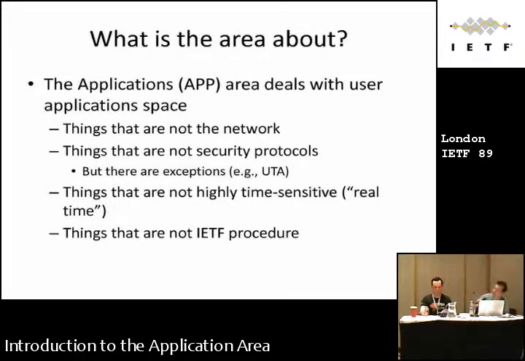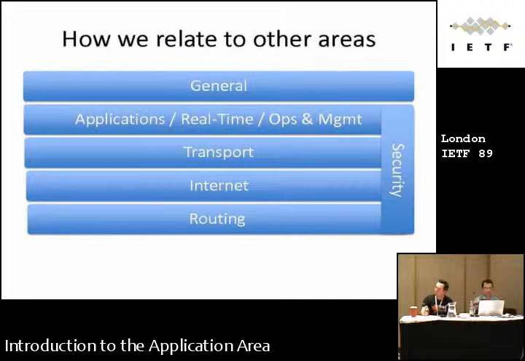So how we relate to other areas, you can see the layering essentially. Routing is at the bottom, and then internet. Imagine that's IP and then TCP on top of that, and we rely on the services that they provide for the development of applications. Security kind of runs up the side of all of that. The security area worries about things at all layers, and the general area lives on top of application space.